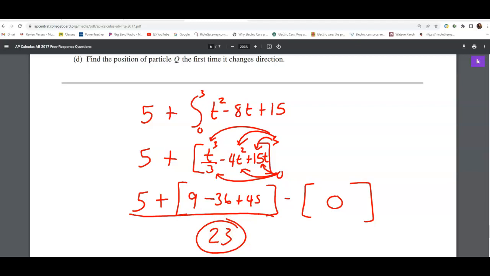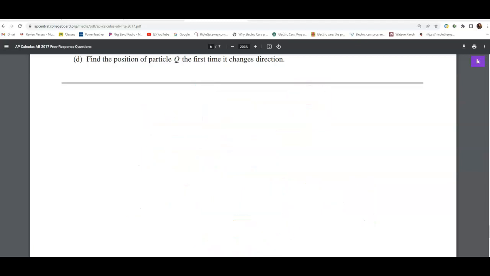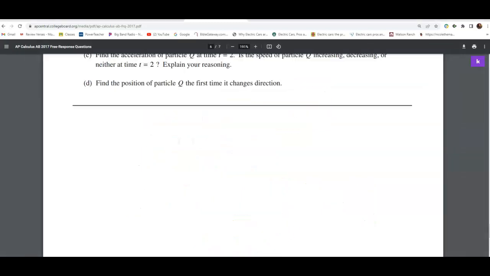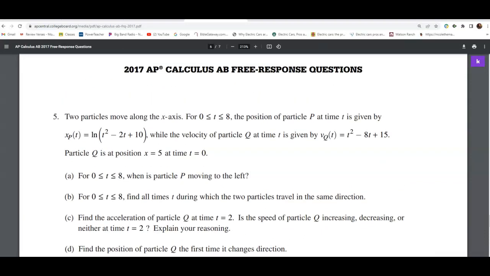So you get 1 point for finding the time, and then using that time to find the position, which is 23. So my guess is this is a 3-point question. 1 point for finding the time, 1 point for getting this thing set up, and 1 point for actually working it out to get the correct answer in the end. All right, let's move on and let you guys practice these.